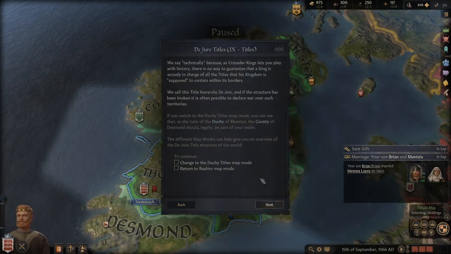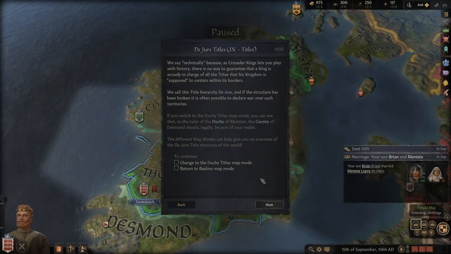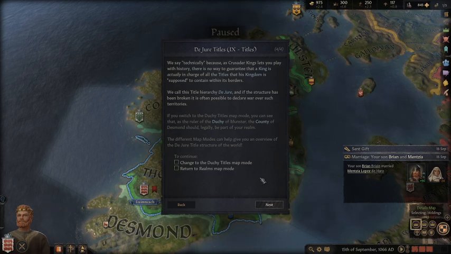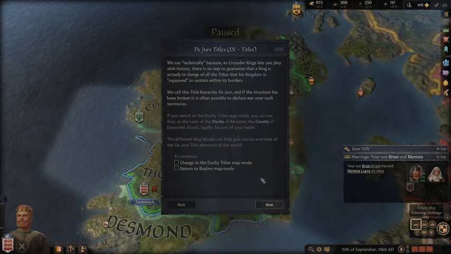See, technically, because Crusader Kings lets you play with history, there's no way to guarantee that a king is actually in charge of all the titles that his kingdom is supposed to contain within its borders. We call this title hierarchy de jure, and if the structure has been broken, it is often impossible to declare war over such territories.